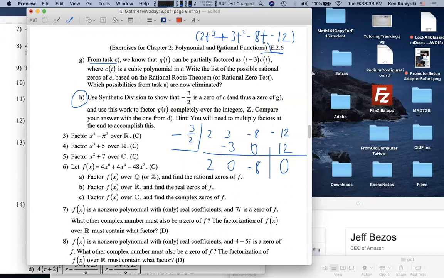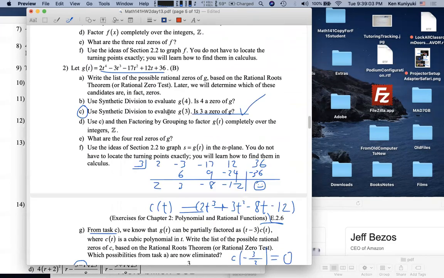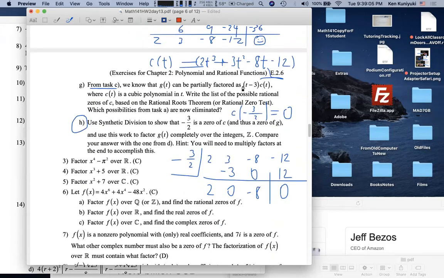All right. If you call this thing C of t, C of -3/2 is 0, where this is C of t over here. It's the other factor. Okay. So the original factors as t minus 3 times this guy over here.